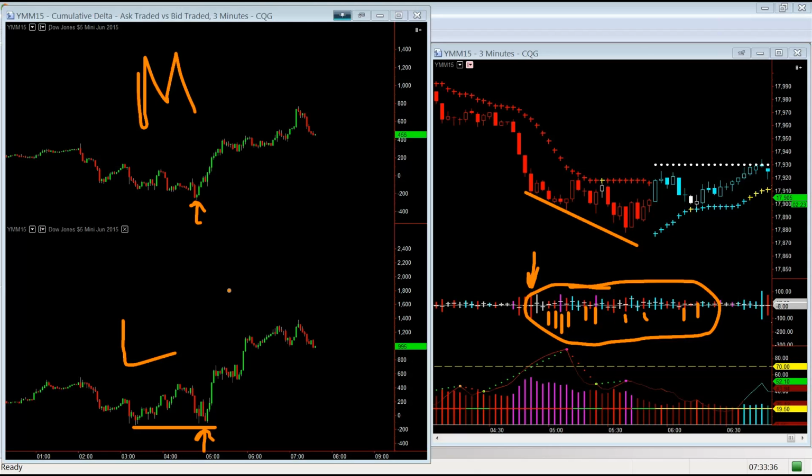Now, you could say this was hidden buyers, okay? I don't care how you describe it. To me, they were buying the lows. That's all I cared about. They were buying the lows. Do y'all understand that now? Can you visually see it now?